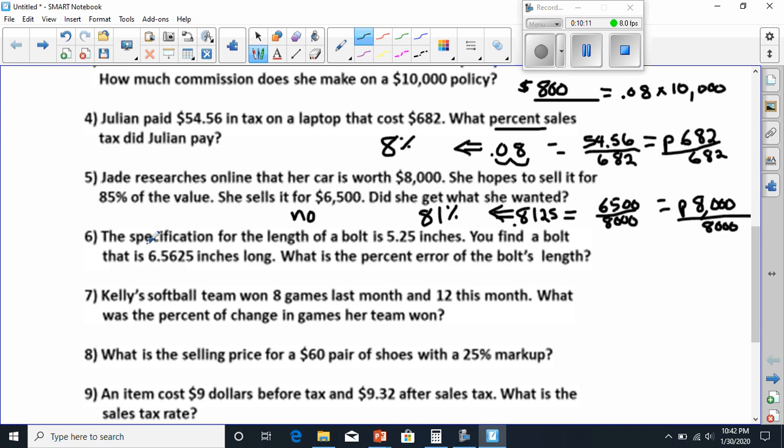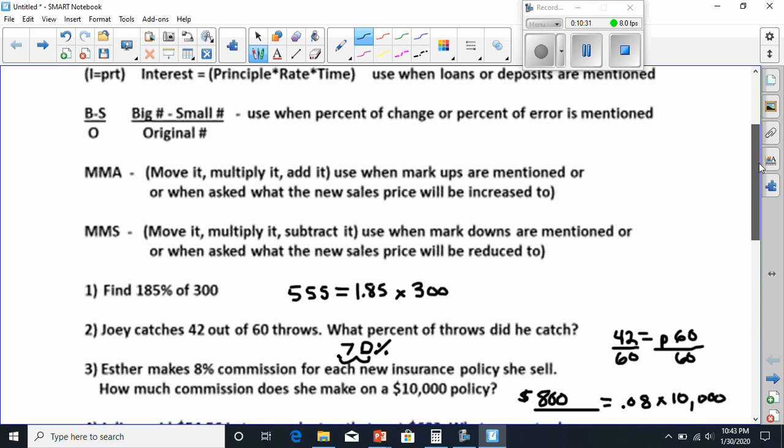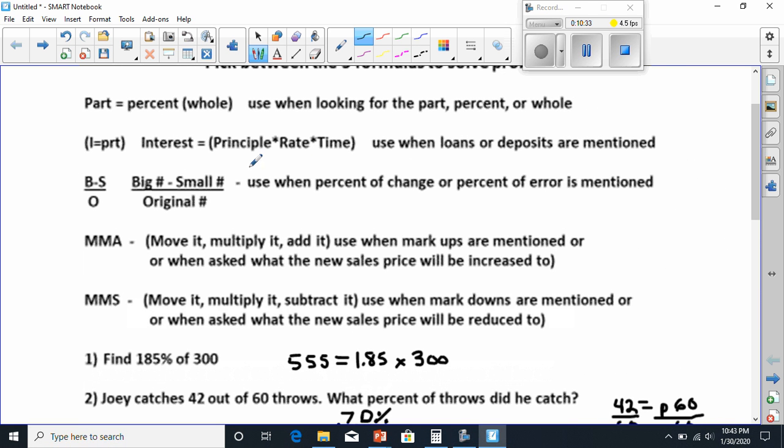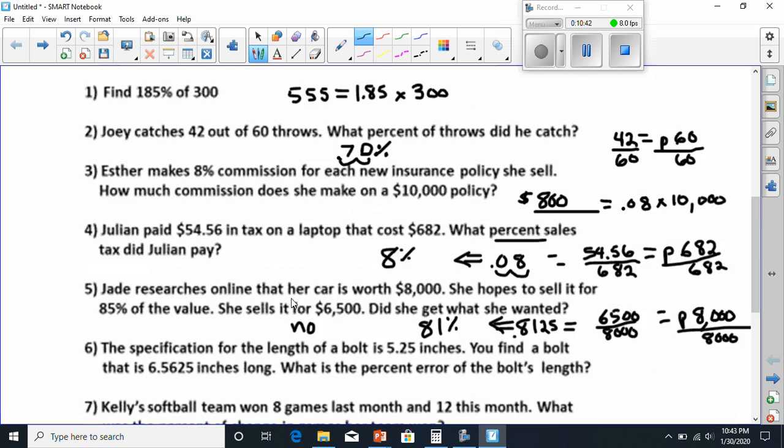Okay? The specification for the length of a boat is 5.25 inches. You find a boat that is 6.5625 inches long. What is the percent of error? Now, this time they're looking for the percent of error, not the percent. And to do this, we've got to go ahead and use another formula. Well, we're going to have to use the formula that solves for percent of change or percent of error. That's big number minus small number divided by original number.